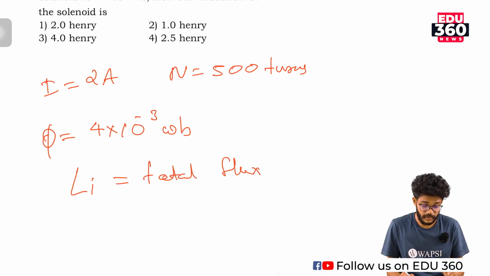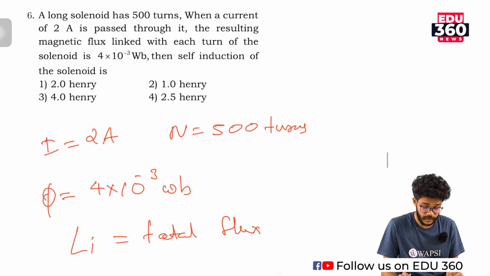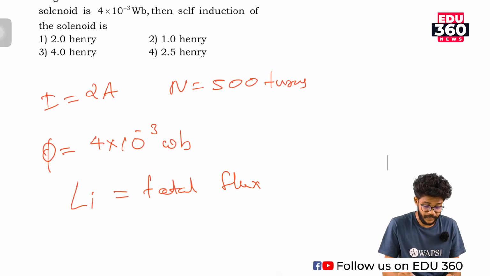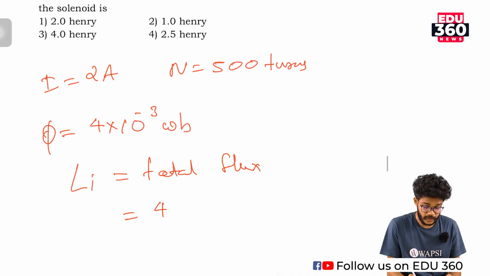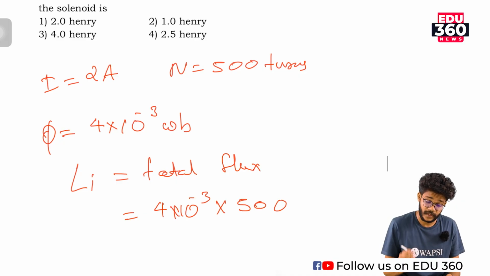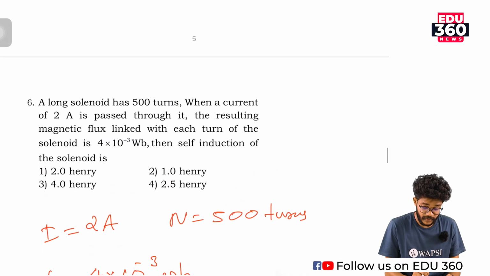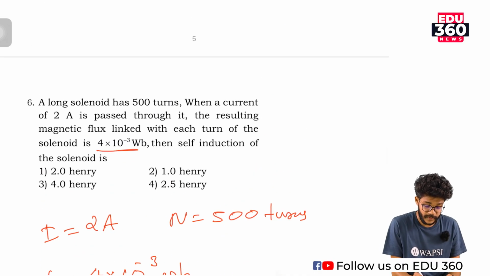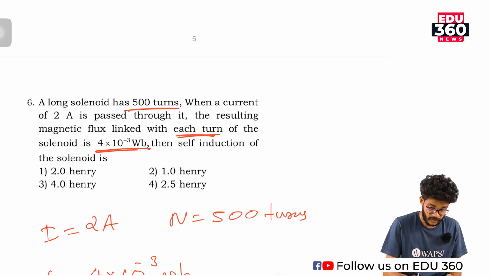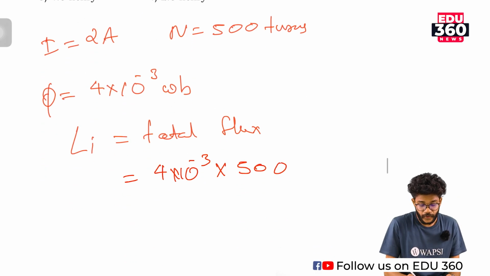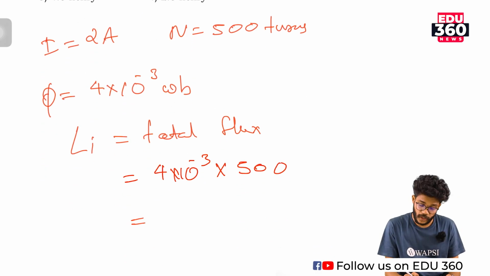What is the flux here? 4 into 10 raised to minus 3, multiplied by 500, because there are 500 turns. Phi, 4 into 10 raised to minus 3, is given for each turn. So how many turns are there? 500 turns. So the total flux is 4 into 500, which is 2000.